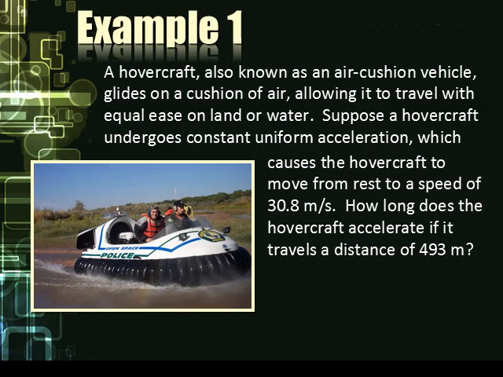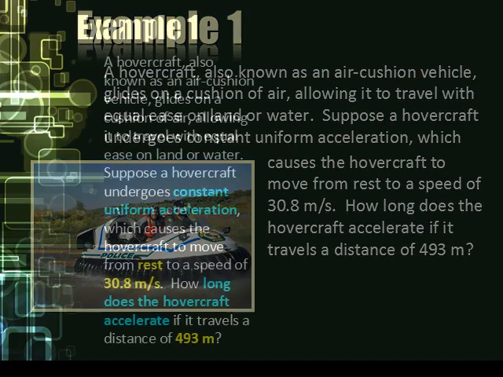Okay, let's have an example. So, a hovercraft, also known as an air-cushioned vehicle, glides on a cushion of air, allowing it to travel with equal ease on land or water. Suppose a hovercraft undergoes constant uniform acceleration, which causes the hovercraft to move from rest to a speed of 30.8 meters per second. How long does the hovercraft accelerate if it travels a distance of 493 meters?